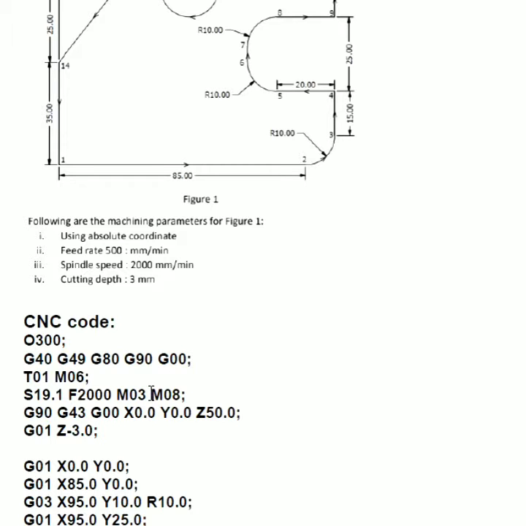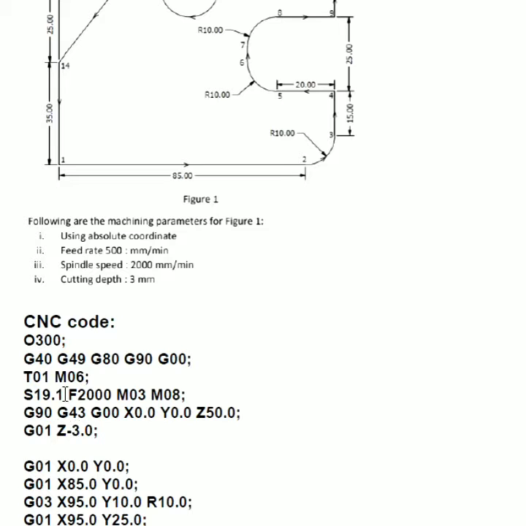The M03 and M08 here: M03 means the spindle is on, and M08 means the coolant is on. The next block is the coordinate format. Here we are asked to use the absolute coordinate, and the code for the absolute coordinate is G90. If we are asked to use the incremental coordinate, then we use G91.